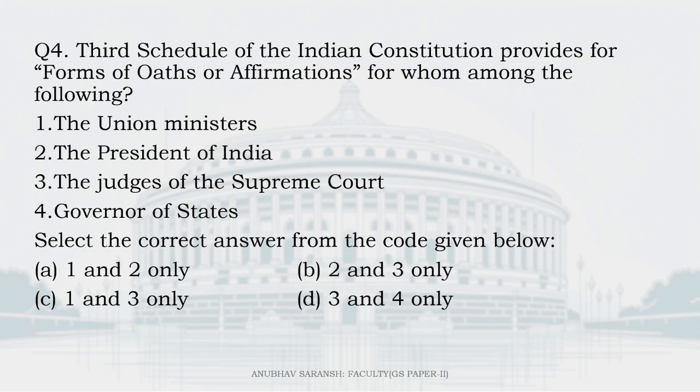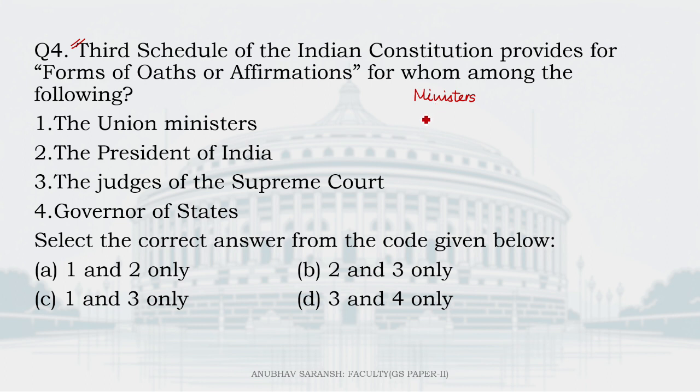Fourth question. Third schedule of the Indian Constitution provides for forms of oaths or affirmations for whom among the following? The Union Ministers, President of India, Judges of Supreme Court, Governors of States. So third schedule of our Constitution provides for the oath for ministers, ministers of the states, ministers at the central level who take two different oaths, oath of office and oath of secrecy.